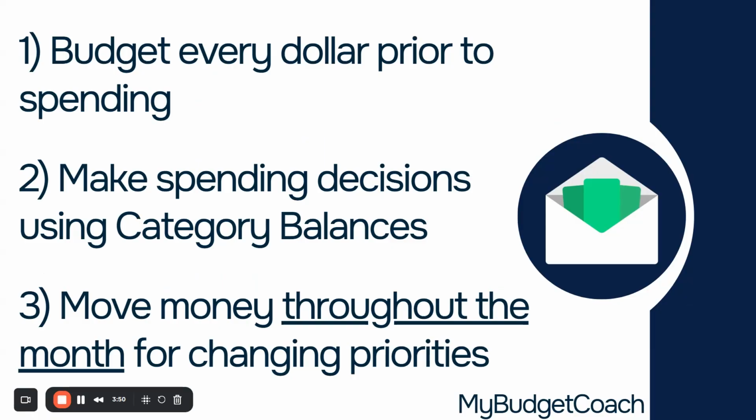So the 3 principles in review are budget every dollar prior to spending. This gives you a plan that's aligned with your priorities in advance. Make spending decisions using category balances so that you can ensure you don't overspend your overall budgeted amount. And move money throughout the month for changing priorities. Your budget is meant to be flexible and life happens. And so you need to be able to shift dollars around and make behavioral changes in other categories so that you can make sure you remain within your income for the month.